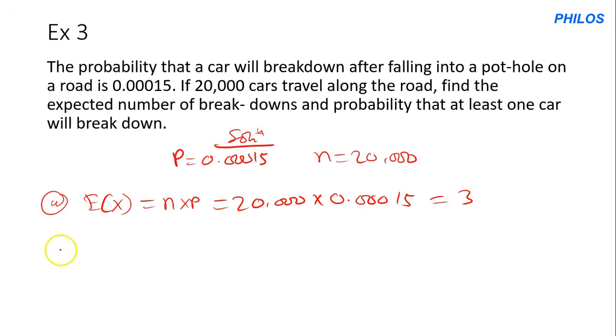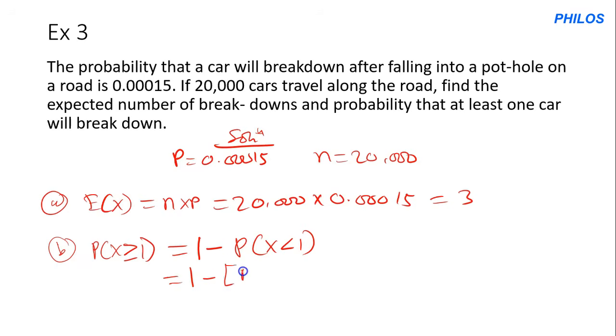Okay. Now the second question says we should find the probability that at least one car will break down. So at least one car will break down means one or more. That is, X is greater than or equal to 1. So that means 1, 2, 3 going, isn't it? But we are going to use the other formula which says 1 minus its opposite. So what's the opposite of greater than or equal to 1? It is less than 1. Okay, which is 1 minus, in bracket, the probability that X is exactly 0 only, because it's only 0 that is less than 1.